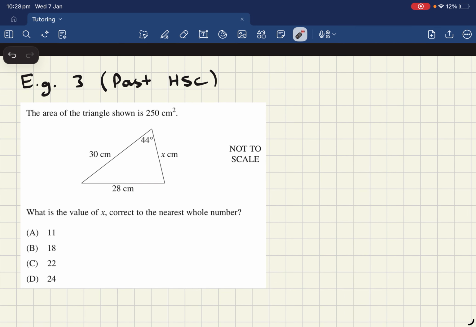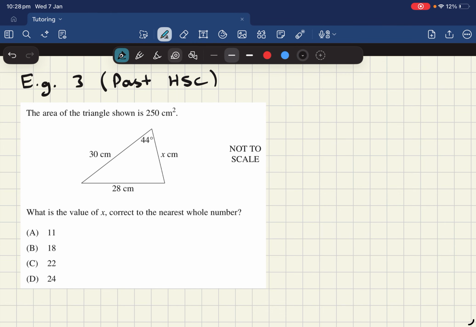Now, the last example is actually a past HSC question. So it's a slightly trickier question, a multiple choice from an earlier HSC. We are going to work through this question, but we need to work backwards because they've already told us the area of the triangle, and we're trying to find this side x to the nearest whole number. Now, we have the two sides, 30 and x, and we have the included angle 44 degrees. So I'm going to call 30 A, I'm going to call x B, and I'm going to call 44 degrees my angle C. So before we do anything, I'm going to write out my formula.